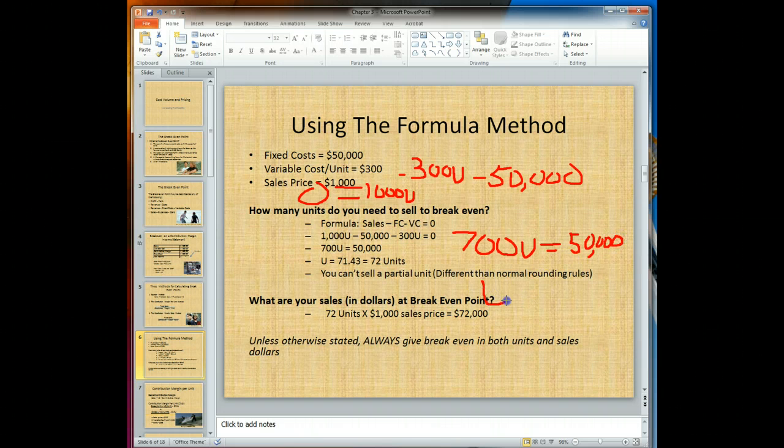And u, which is units, equals 72, I hope. I cheated, I looked right here. Now that is in units, that is not in dollars. So we know that if we sell 72 units of something, we will break even. That's great, but as we know, financials are always in dollars, not in units.